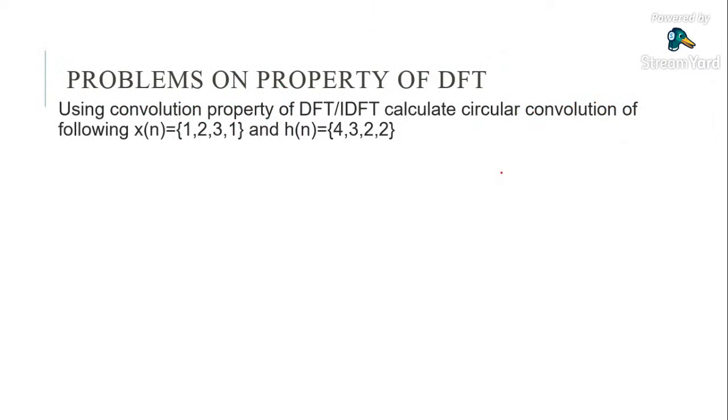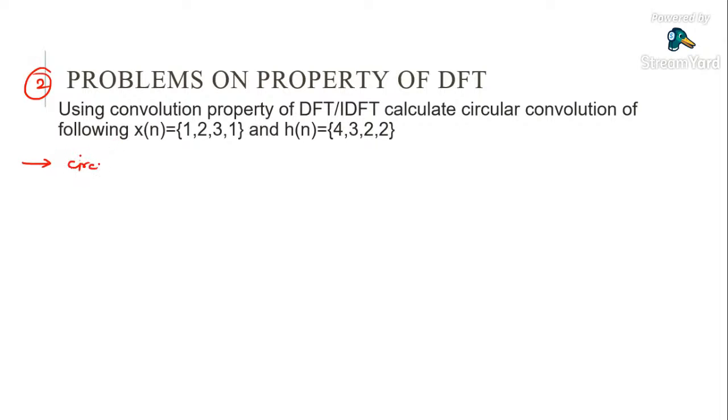Now we'll move towards the next problem, that is the convolution property. Now read the problem. Using the convolution property of DFT and IDFT, calculate the circular convolution of the following: x of n is equal to 1 2 3 1 and h of n is 4 3 2 2. Now what is the circular convolution property of DFT?